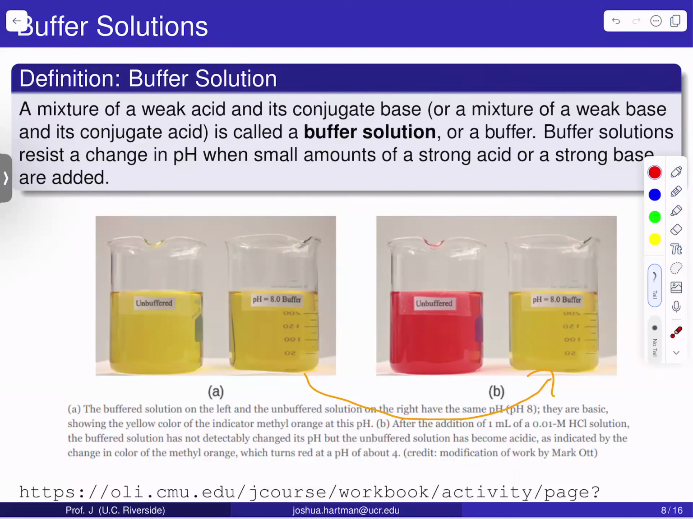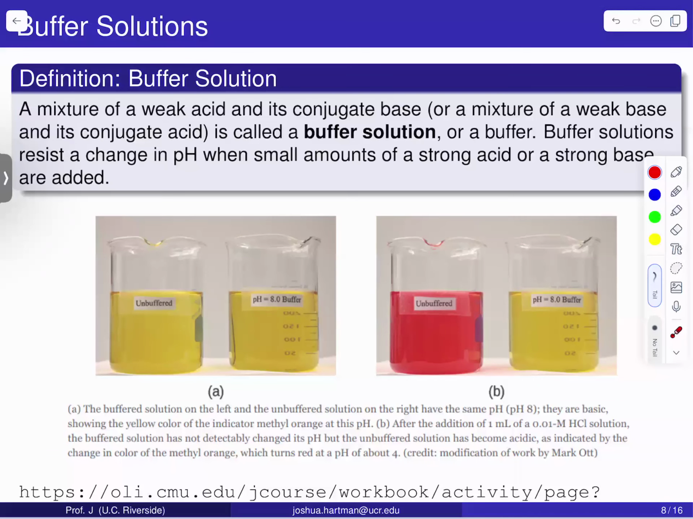And so to highlight this effect, what we're showing here is an image depicting a buffered and unbuffered solution at pH 8.0. We're using a color indicator to show that both of these solutions are initially at pH 8.0, and they're characterized by this yellow color.